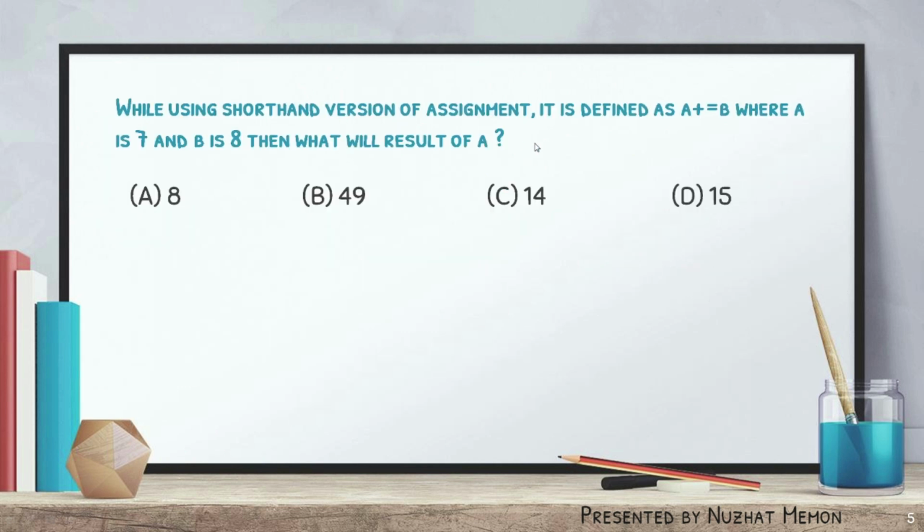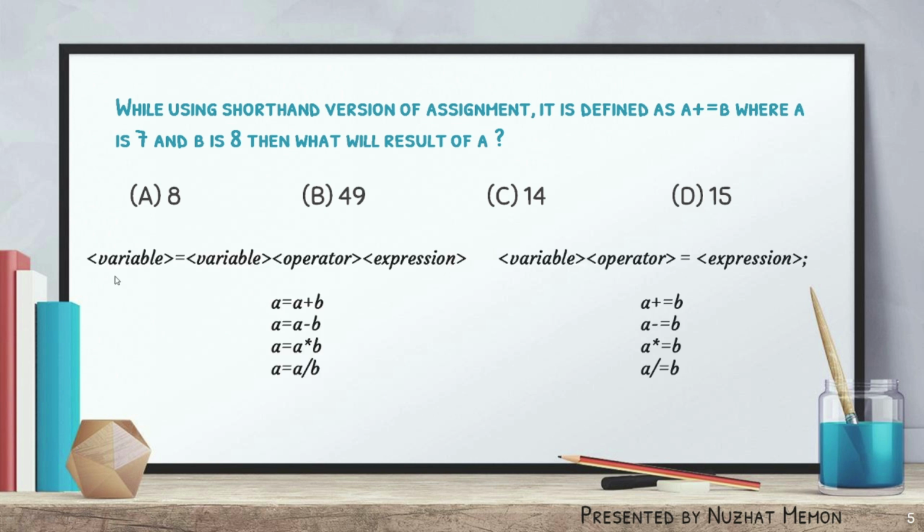I have taken this question from your board paper. This question is related to the shorthand assignment operator. See this: variable equal to variable operator expression, that is a is equal to a plus b. Then you can go for the shorthand expression. You have to write the variable, then the operator, and then equal to, then the expression. Here a plus equal to b is the shorthand assignment operator. Here you can expand it to a is equal to a plus b, and in the question the values of a and b are given. Just put in the values and you will get the answer as 15.